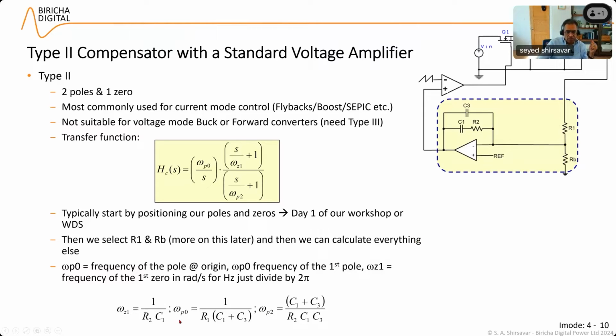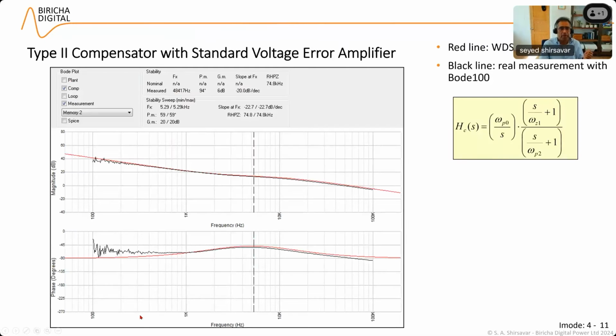Here, WP0 is the pole at origin. WP2 is our second pole there. Sorry, second pole. Oh, I apologize. Pole is down here. Zero's up there. Please. Everything that I said, zero was a pole and a pole was a zero. My mistake. And this is the equation for my zero. Note that these are in radians. If you wish to have them in hertz, which is what we normally use, you just need to divide them by 2 pi.